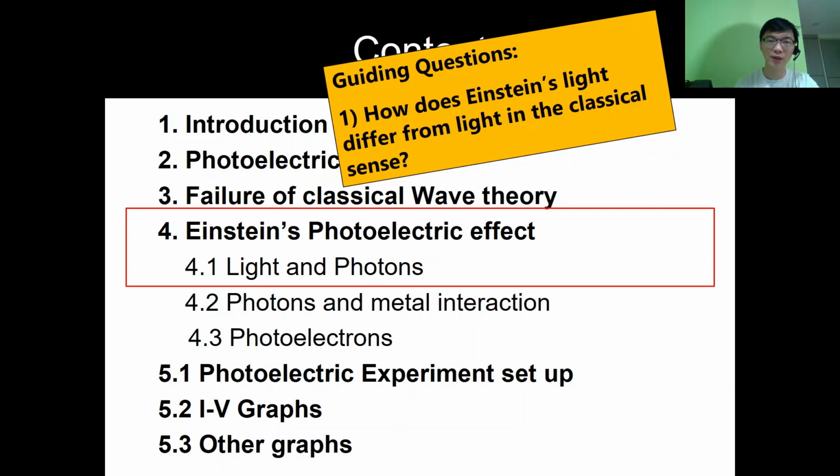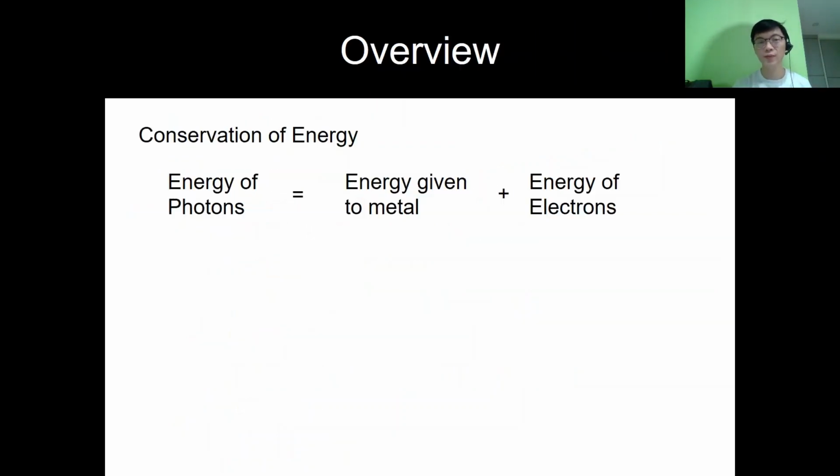So one of the guiding questions is, how does his idea of light differ from light in a classical sense? So, overview, conservation of energy. This whole idea that Einstein had is actually very simple. It's actually the conservation of energy. If you were born maybe 100 years earlier, maybe you would have been the one, because this idea of conservation of energy, practically everyone knows it now. So what is the idea?